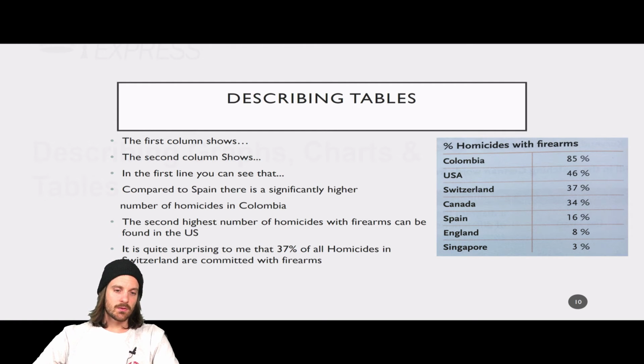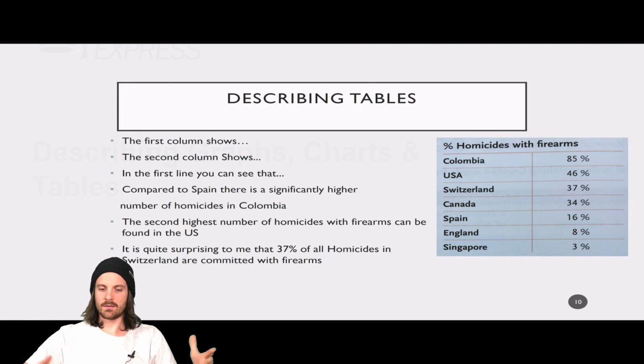So, for example, compared to Spain, there is a significantly higher number of homicides in Colombia. So, where's Spain? Here's Spain, 16%. And of course, the second highest number, you can use whatever you want, but work with it and not only read the table or present the table by reading what is stated here. Use the figures and work with it, compare them, and add your own opinion.